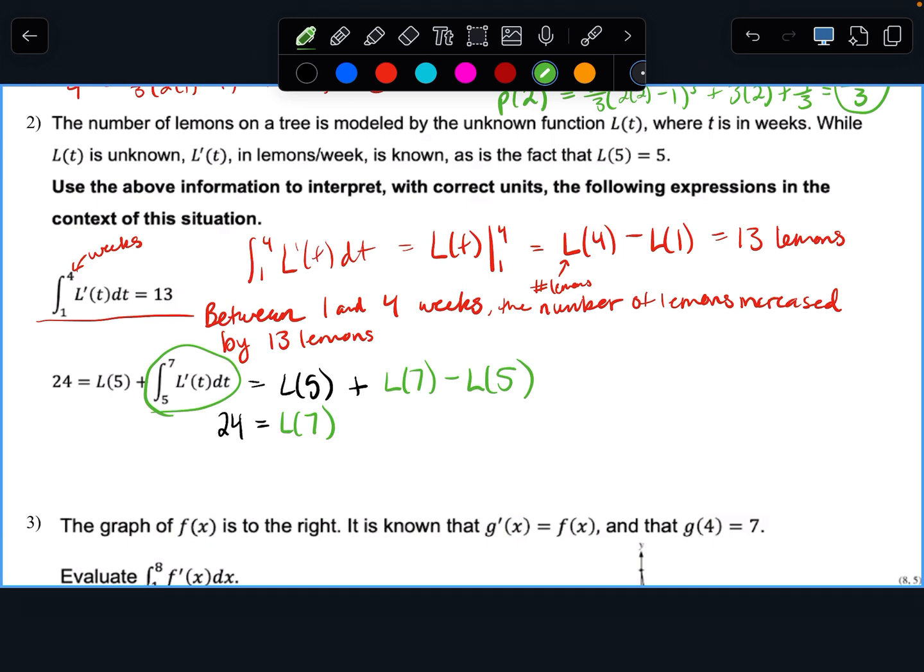So it's this equation, and the reason you're always putting that initial condition in is because when you're doing your integral, these two cancel out, and it's just basically how many lemons at 7 weeks, you know? So that's why it works. So there are 24 lemons at 7 weeks, right? Yeah, okay.